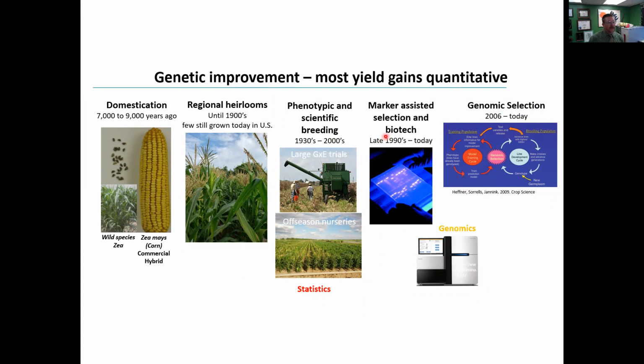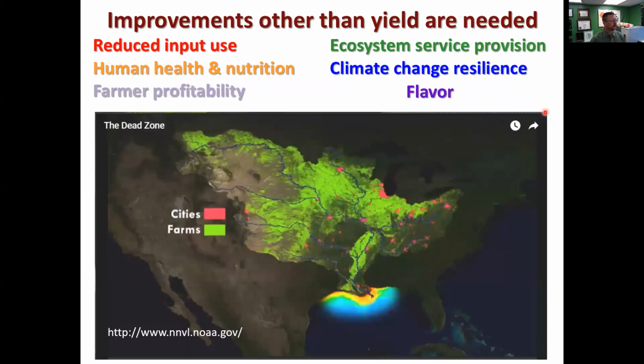And in the late 1990s, we started getting into marker-assisted selection and biotechnology. That was aided quite a bit when genomics came through. And now we've shifted largely in industry and elite material to genomic selection today.